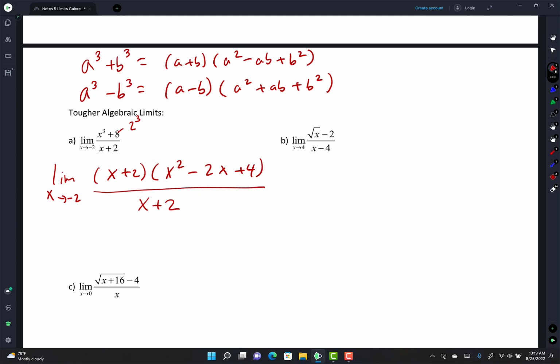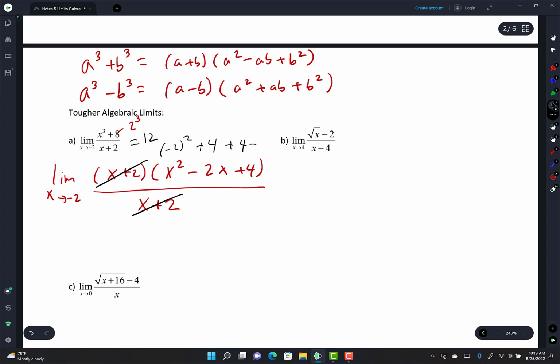All right. Next, what's going to cancel out? X plus 2. And now can I do direct substitution? Negative 2 squared minus 2 times a negative 2, so plus 4, plus 4. So 4, 8, 12. It looks like this limit is 12.